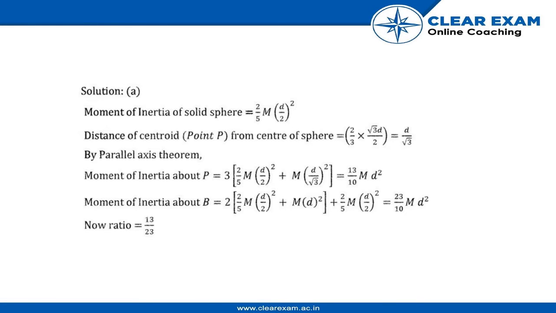The moment of inertia of a solid sphere is equal to 2/5 m (d/2)². The distance of the centroid, that is the point P, from the center of each sphere is d/√3.